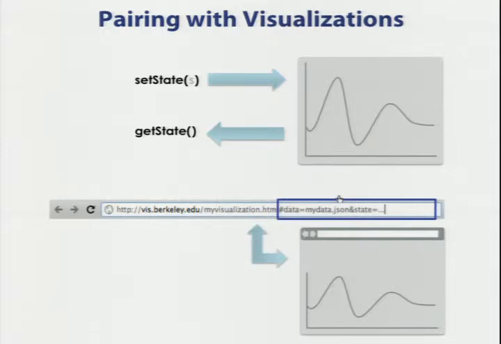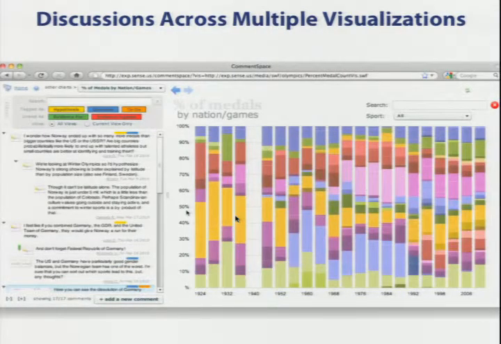The way this works in practice is that we encode the state of the visualization, the particular view that you're looking at, within the URL of the visualization. And that allows comment space to work in a general way and really tightly couple the comments to a particular view of the data. So here's an example of that.